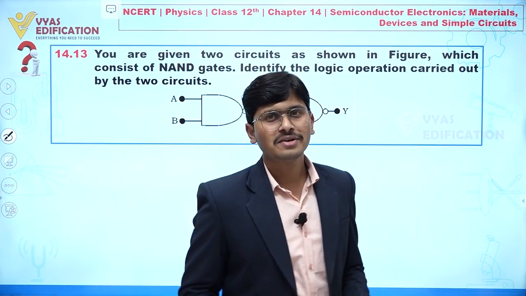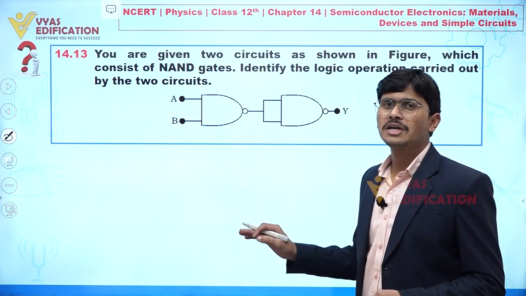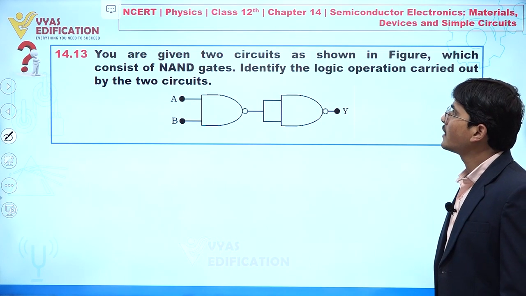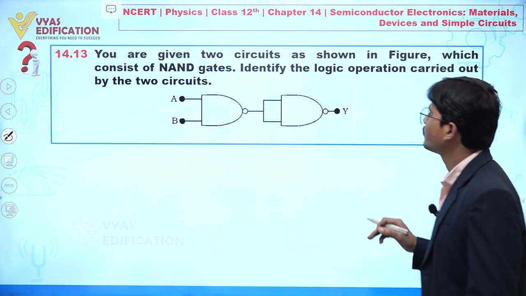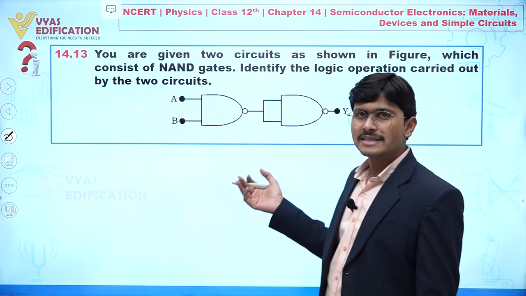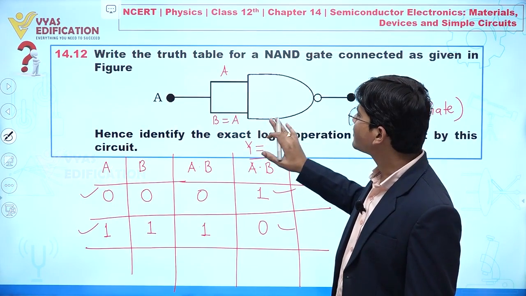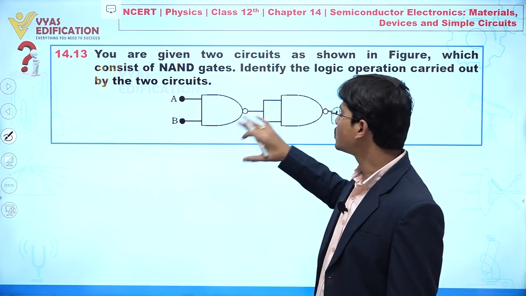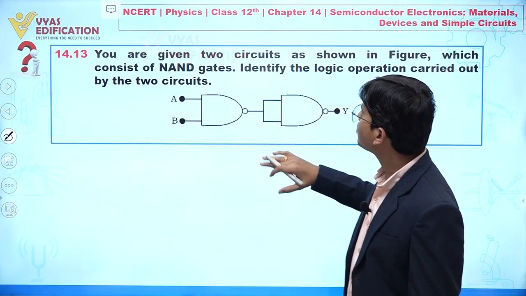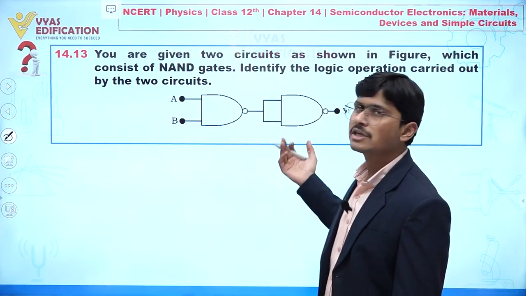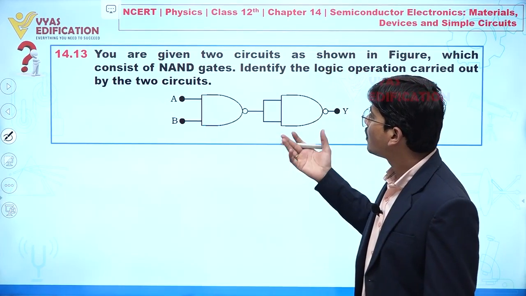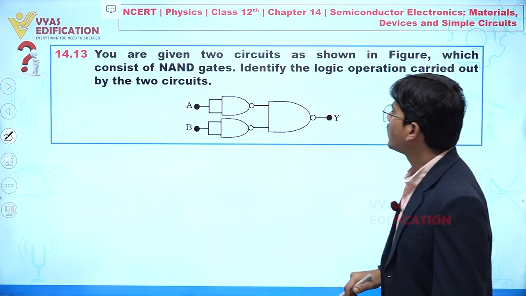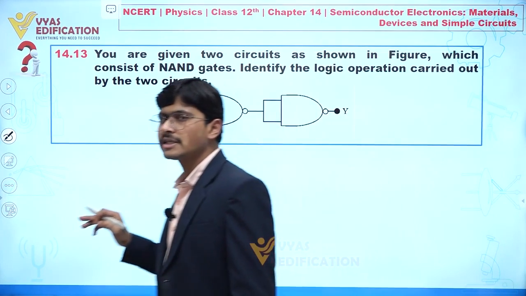Now students, we are going to discuss question number 14.13. In this question you are given two circuits as shown in the figure, which consist of NAND gates. This is one circuit and this one is another circuit. So basically two circuits are given to you using logic gates. This is the first circuit using NAND gates and this is another circuit using NAND gates. Now we have to identify the logic operation carried by these two circuits.